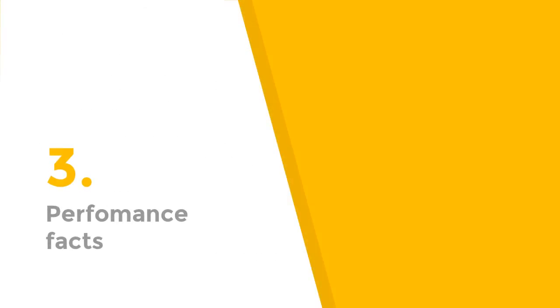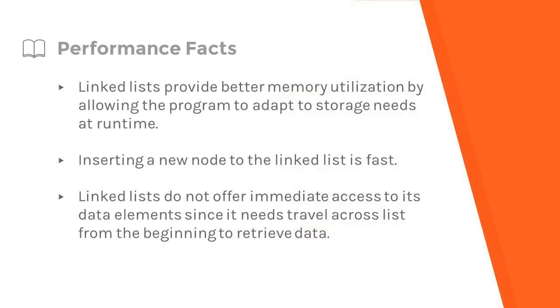Let's talk about some performance facts in linked list. An array can be declared to contain more elements than the number of items expected, but this wastes memory. In these situations, linked lists provide better memory utilization, allowing the program to adapt to storage needs at runtime. Insertion into a linked list is fast. Only 2 references have to be modified. All existing node objects remain at their current location in memory.